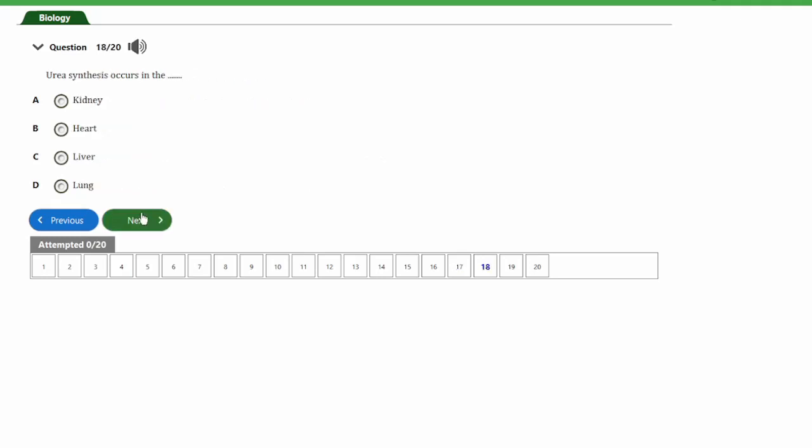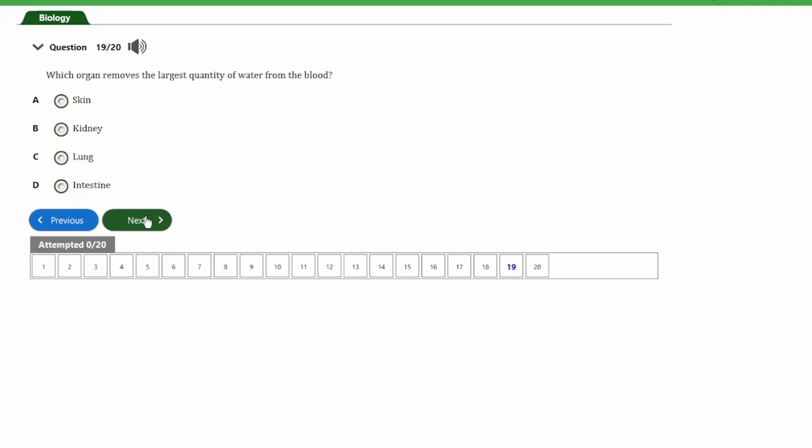That's question number 18. It says, urea synthesis occurs in the A, kidney, B, heart, C, liver, and D, lung. So guys, the answer to this question is option C. The urea is actually synthesized in the liver before it is then moved down to be excreted through the kidney. So guys, the answer to this question is option C, and that's the liver. So let's look at the next question.